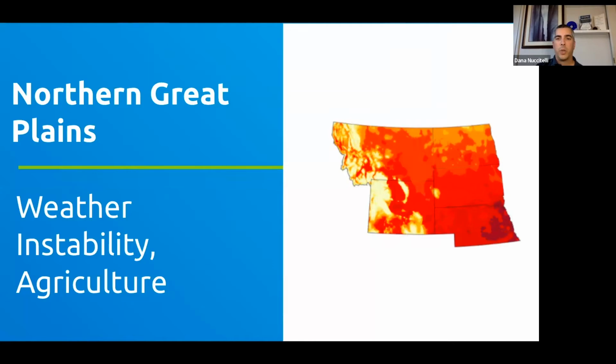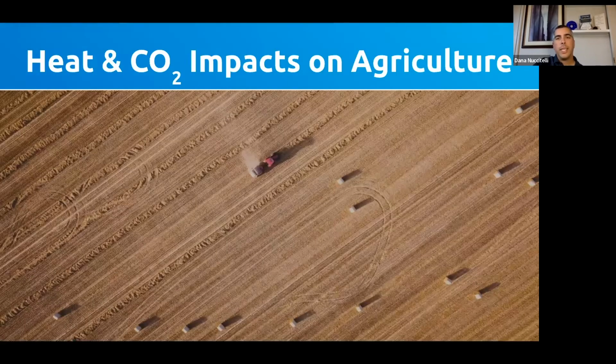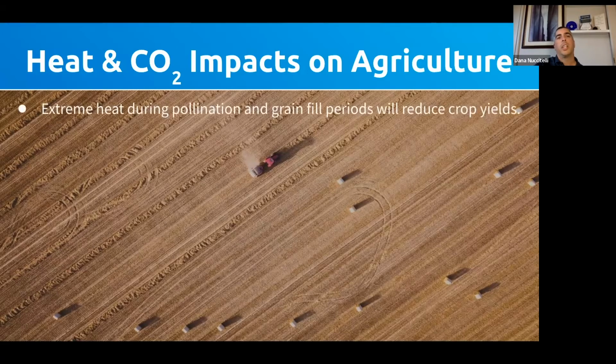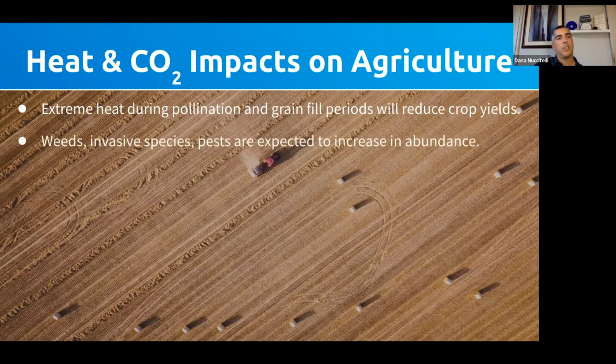So next one's the Northern Great Plains, which is kind of from Montana to the Dakotas and Nebraska and also Wyoming. Their main problems are weather instability and agriculture when it comes to climate change. So heat and rising carbon dioxide have a variety of impacts on agriculture. When you have extreme heat during pollination and grain fill periods, that reduces crop yields. Plants or crops tend to not like extreme heat.